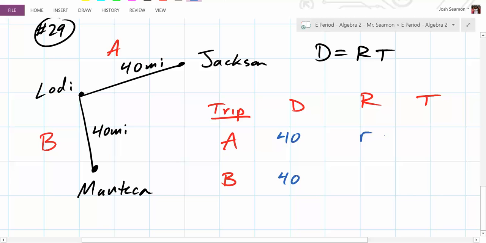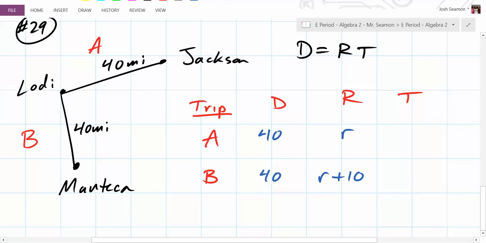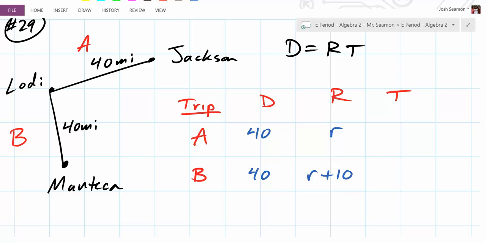No, let's say it's R, right? But what's the rate for the second leg? R plus 10. Exactly. And what do we know the relationship is between distance, rate, and time? Well, distance equals rate times time.